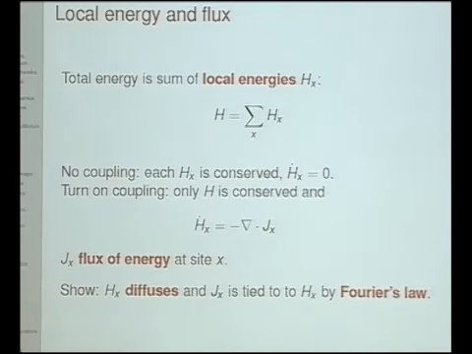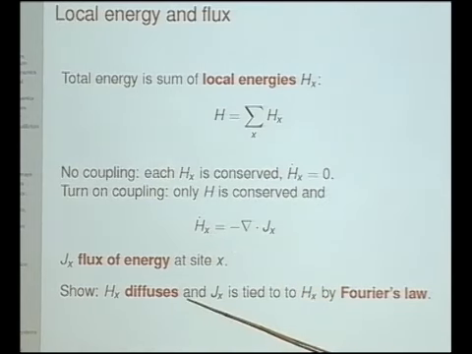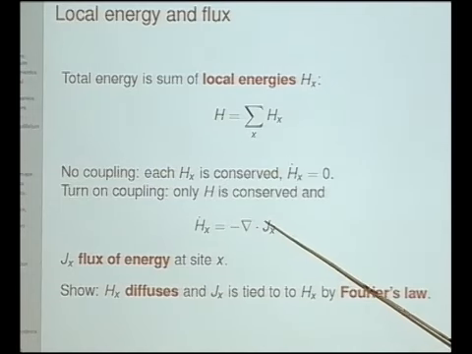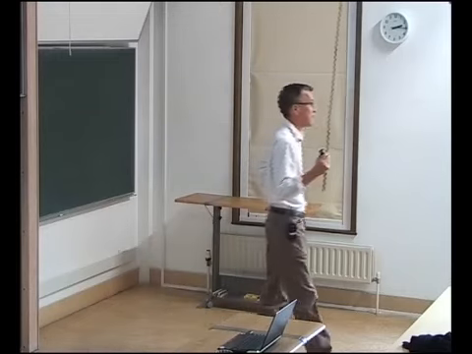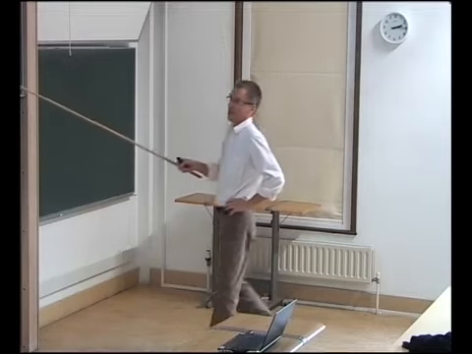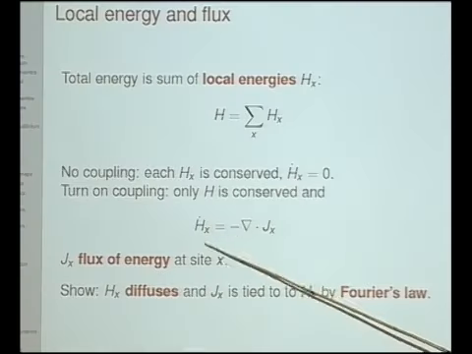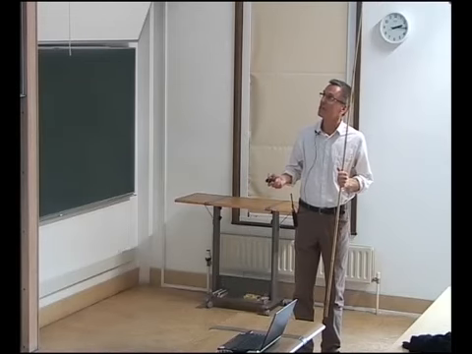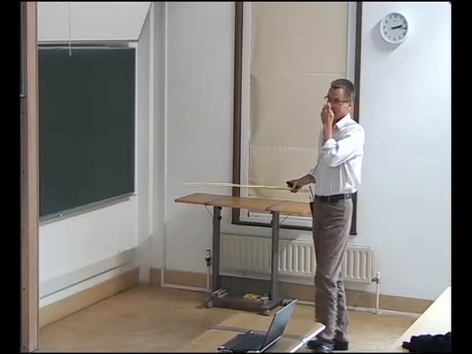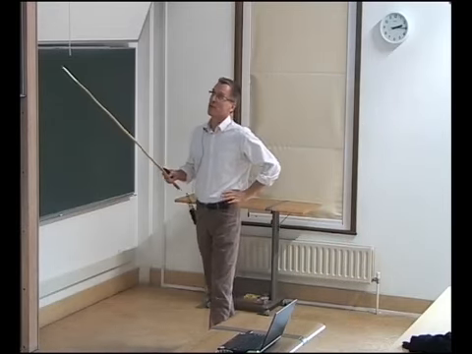But the local guys satisfy an equation like this. The time derivative of the local energy is a divergence of a flux of energy at that site. Now the issue would be to prove that this local energy is diffusive, and actually this flux, which is some function of the positions and momenta of the system, in the long time is tied to these energies by something called Fourier law.